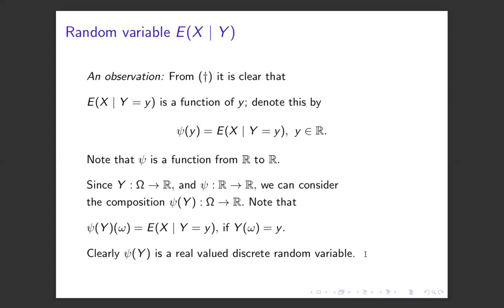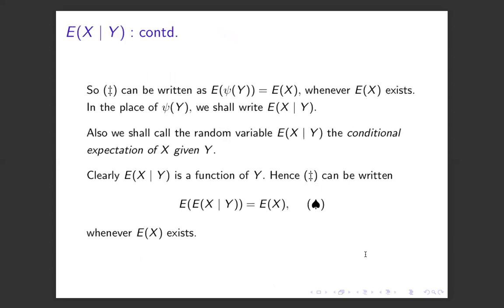Okay, please note down if you want. Now note that that double dagger can be written as the expectation of psi of Y equal to the expectation of x, whenever the expectation of x exists.